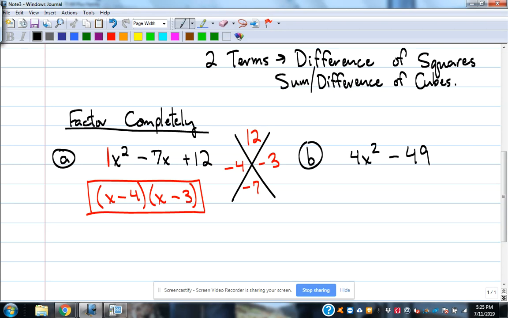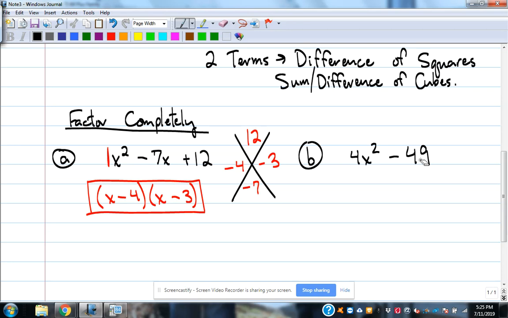So it's in descending order because we've got x squared and then a plain number. So that's in the right order. Look for a GCF of 4 and 49. If that were a 48, yeah, that works good, but it's not. So there's nothing in common between us, so no GCF. So we look to see which method we should use.